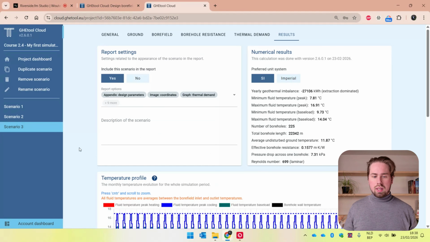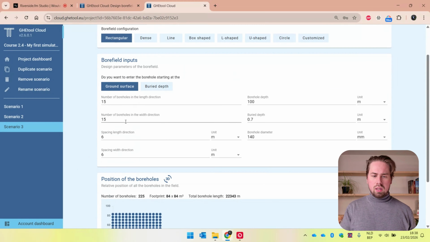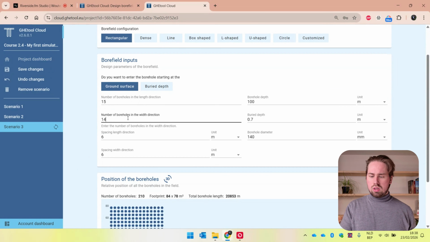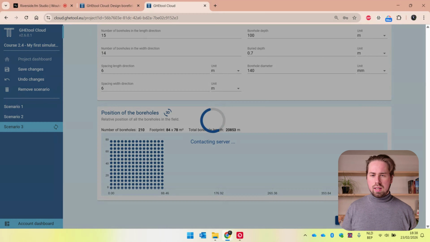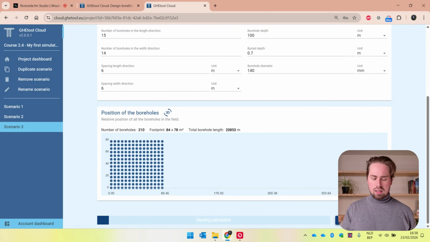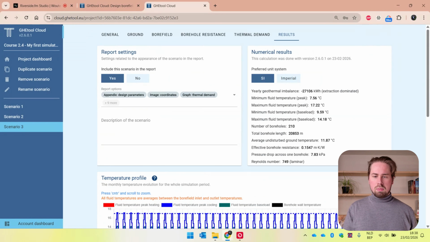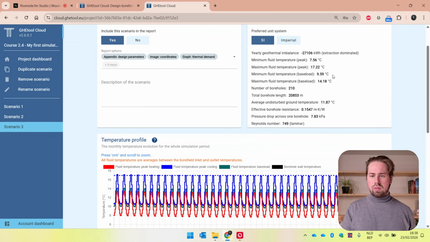So one could argue that perhaps we can decrease the number of boreholes a little bit. Let us perhaps just try that. Make it 14 again. I doubt it will be within limits, but just to see. Yeah, 17.22. Let's call it okay. And then we see that in this case, going from 150 meters to 100, due to the better thermal conductivity of the ground, we get almost the same results, but with a third less borehole meters, which is actually quite interesting, I believe.